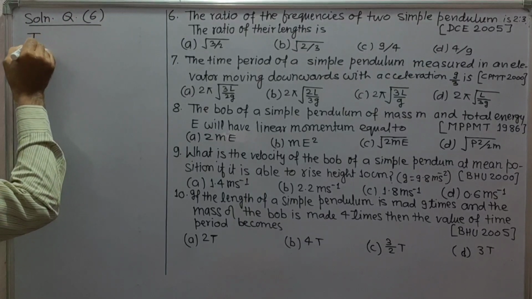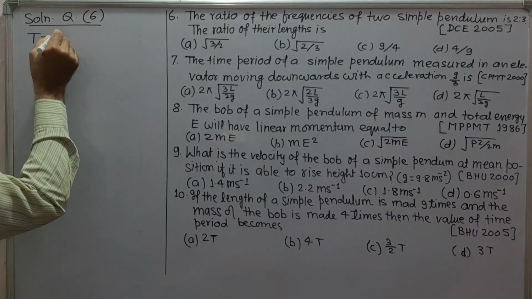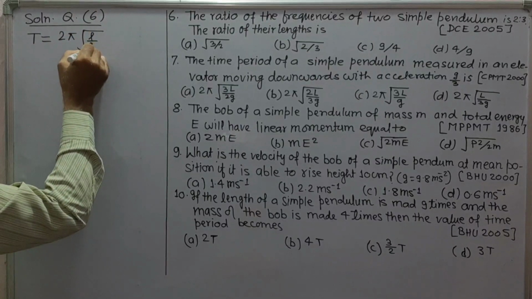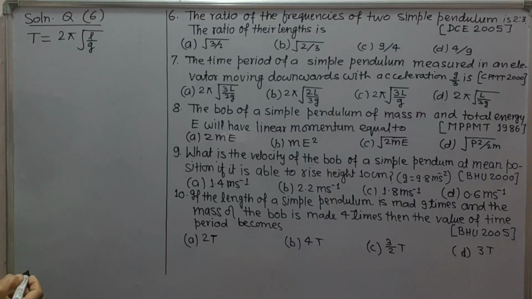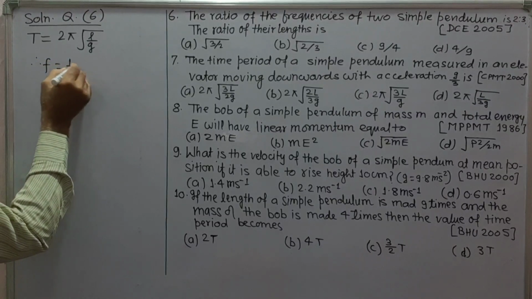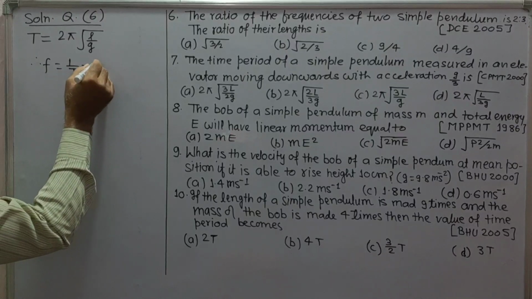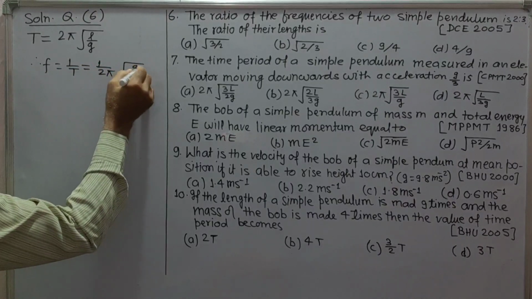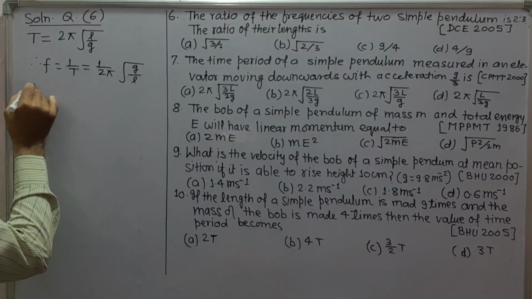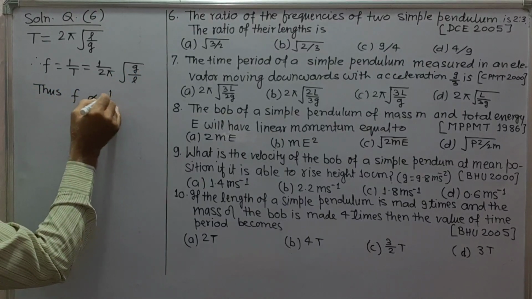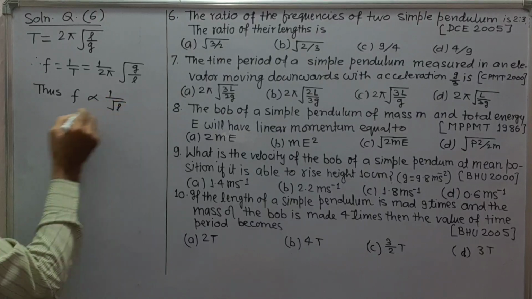For simple pendulum, time period is 2 pi under root L upon G. T is equal to 2 pi under root L by G. Therefore, frequency will be equal to 1 upon T is equal to 1 upon 2 pi root G by L. Thus, F is inversely proportional to root L.